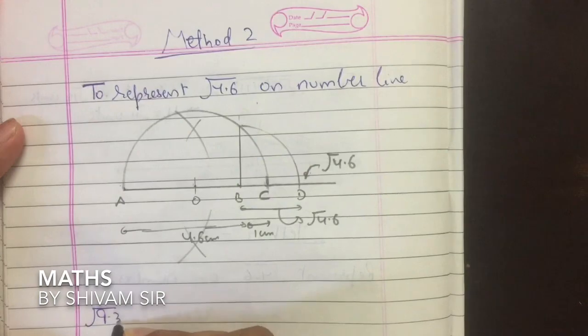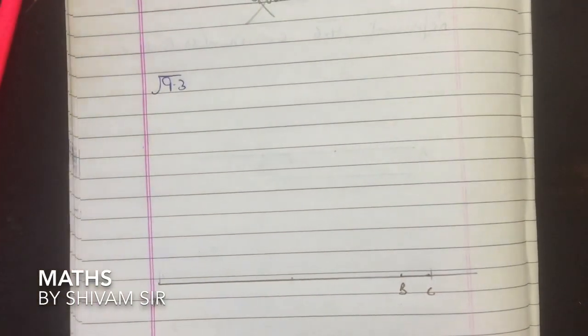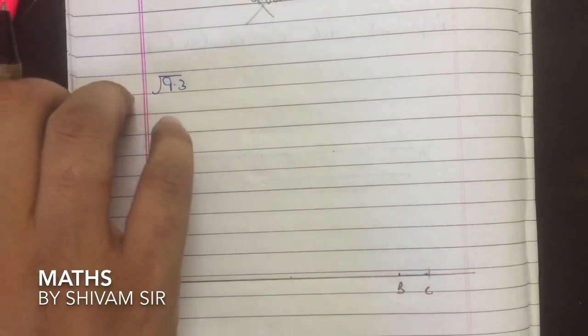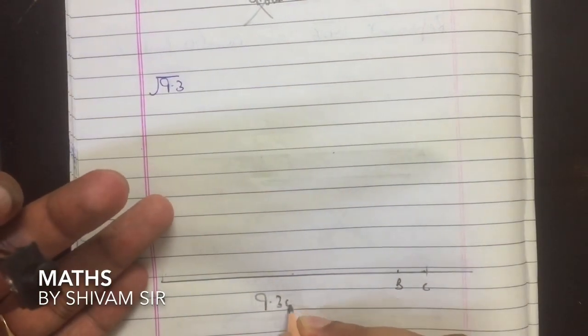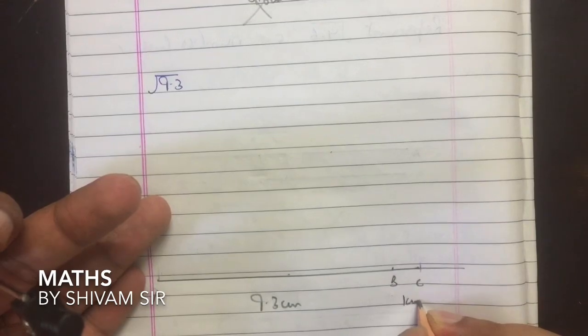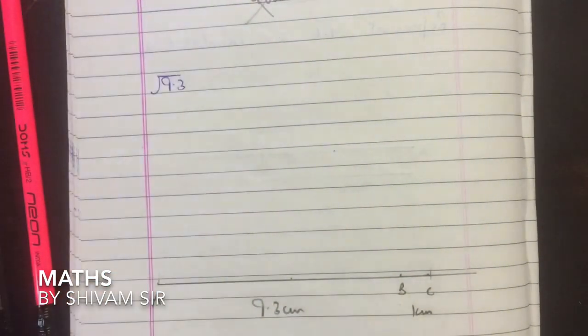So root 9.3 on number line. For root 9.3 on number line, just draw a line AB of 9.3 centimeter. Draw another line BC of 1 centimeter just after it. Now find out the perpendicular bisector of AC.